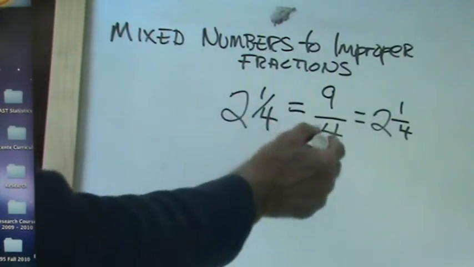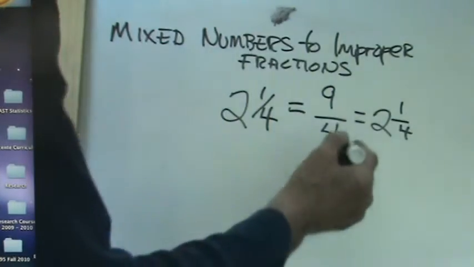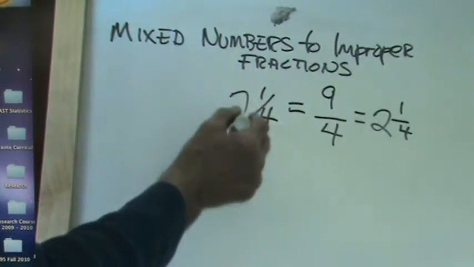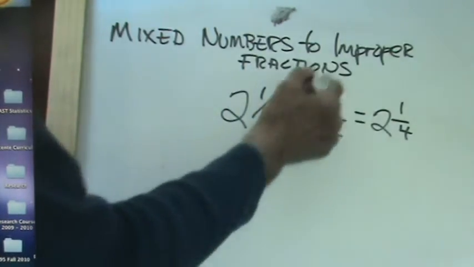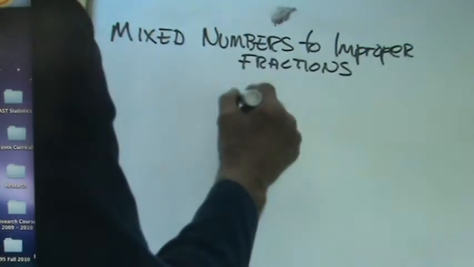So what we're doing here is the opposite of what we did last lesson. Last lesson, we took an improper fraction and made it into a mixed number. This time, we're taking the mixed number and turning it into an improper fraction. Let's take a look at another example.